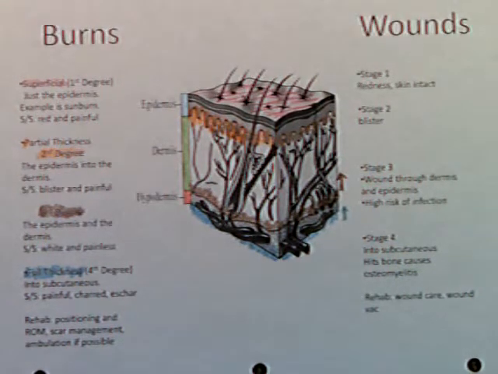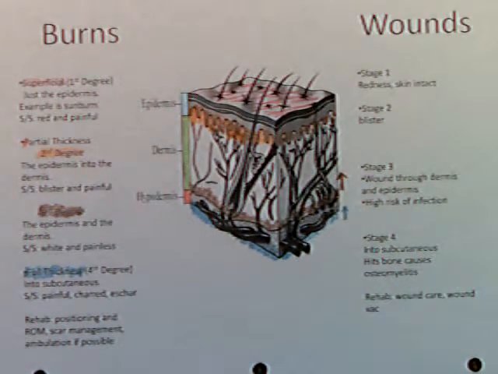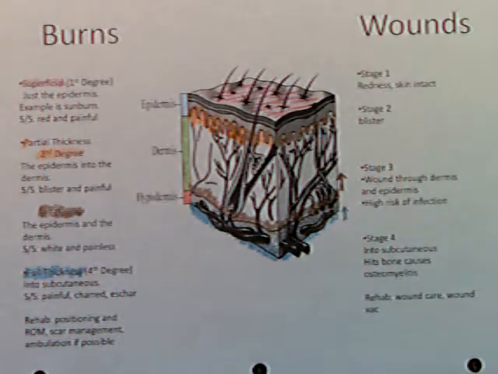Wounds, on the other hand, are slightly different. We'll see that they're staged 1 through 4 based on, again, what has been affected. Our stage 1 wounds are going to be redness. The skin is still intact. You might hear the term non-blanchable erythema. So the skin turns red, and when you press on red skin and you lift your finger, it turns white, and then it refills, or capillary refills, with redness again. A non-blanchable erythema means that if it's red and you press on the skin, it doesn't turn white.